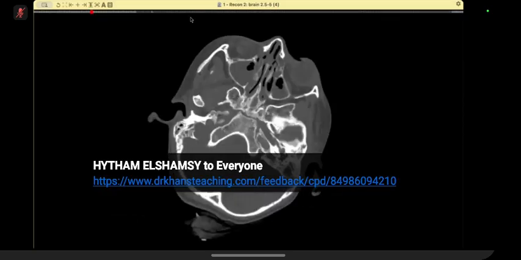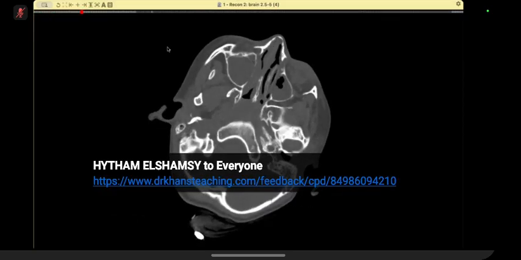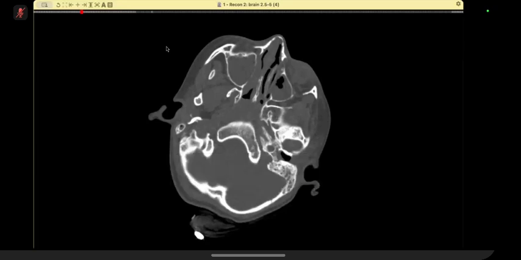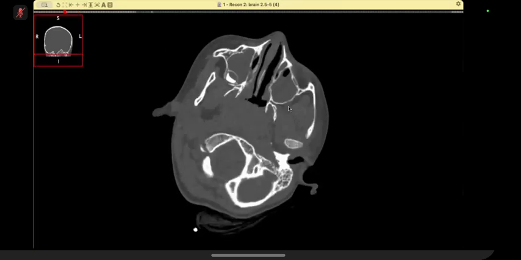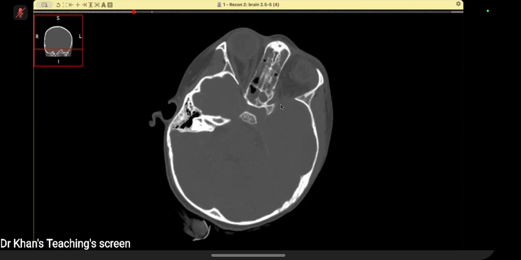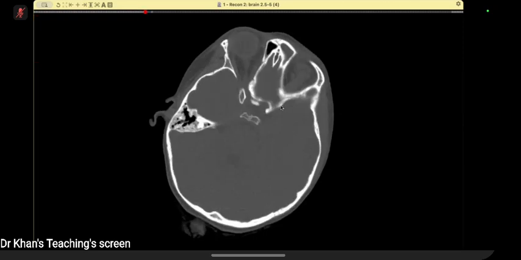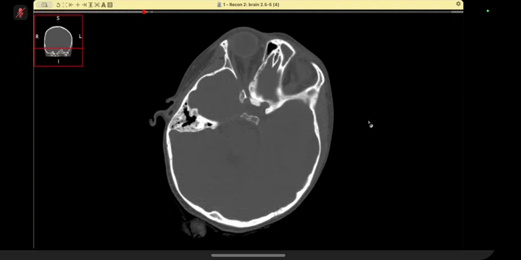Let me give you the history. This is a 6-year-old patient crying from pain in the ear, an A&E case. The patient came in from the A&E. A 6-year-old child, very unwell, with fever and pain in the left ear. So I can scroll, please. Yes, you can.